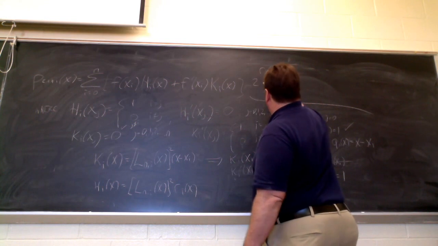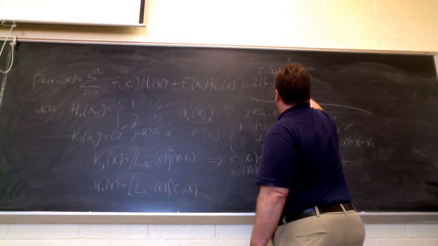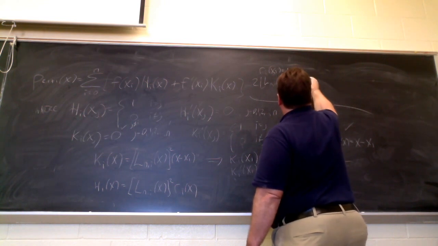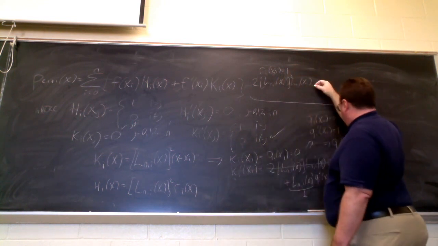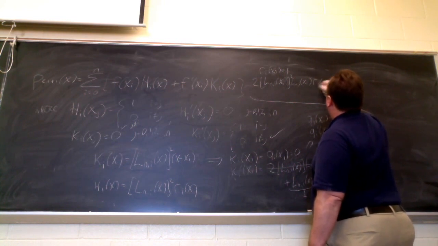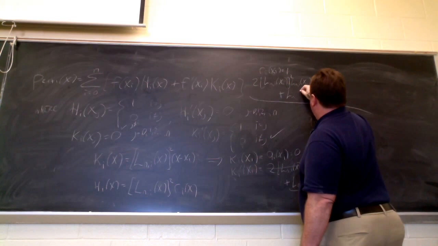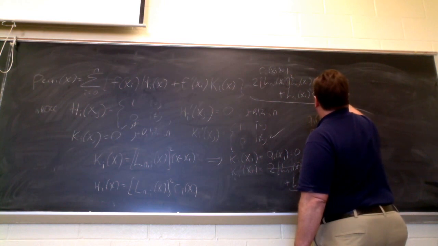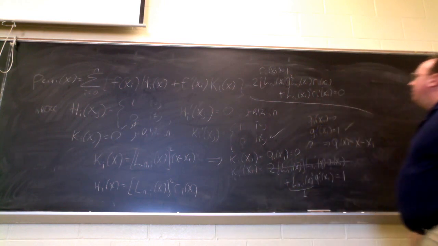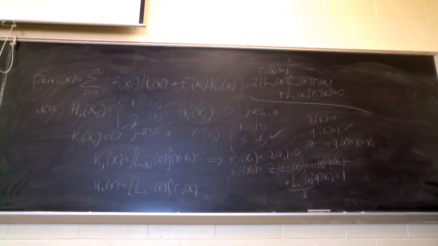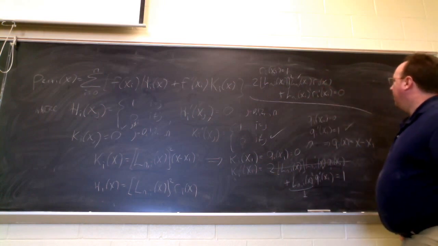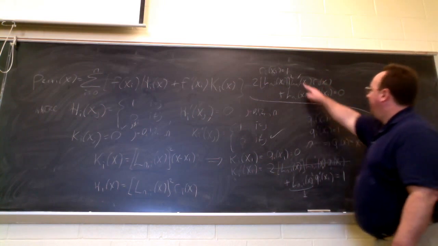So now let's fill all this in. We have 2 Lagrange at x_i, Lagrange prime at x_i, r_i of x_i, plus Lagrange at x_i squared, r_i prime at x_i, must equal 0. You're missing a prime. Right, you got a squared and you're missing a prime. The squared 2 goes away. Okay.